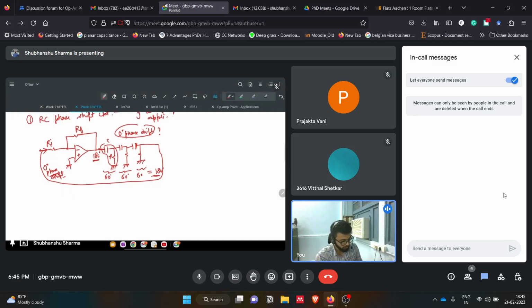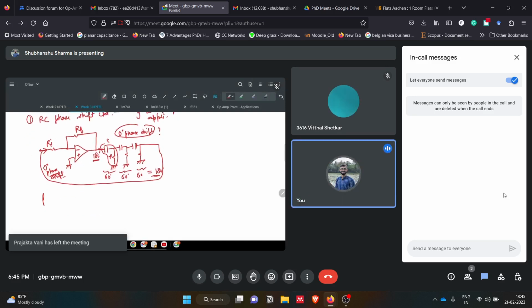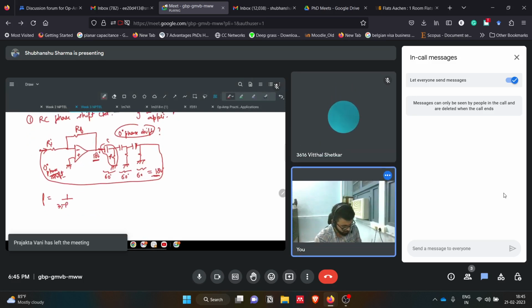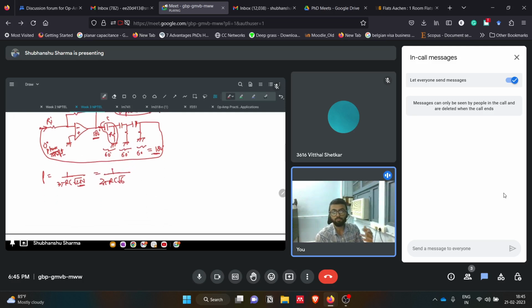So we also came to know that the frequency was 1 by 2 pi RC into root of 2n, where n is the number of RC circuits being used. So here it is 3, so we get 1 by 2 pi RC root 6. This was the frequency on which the circuit will operate, on which the output will be generated.